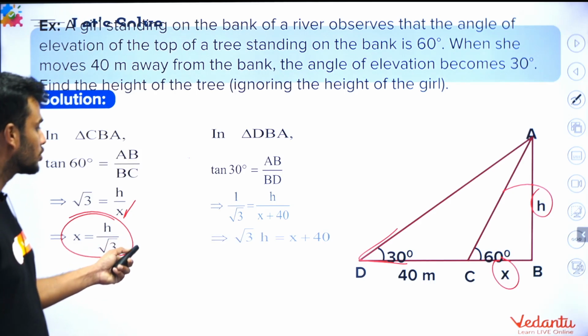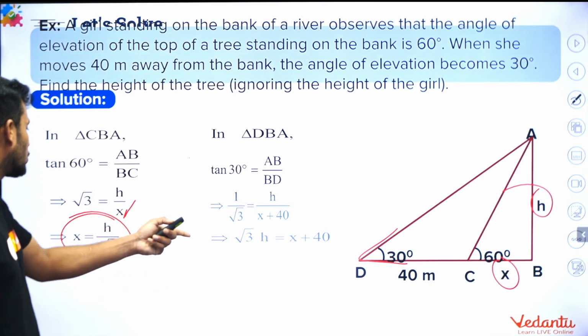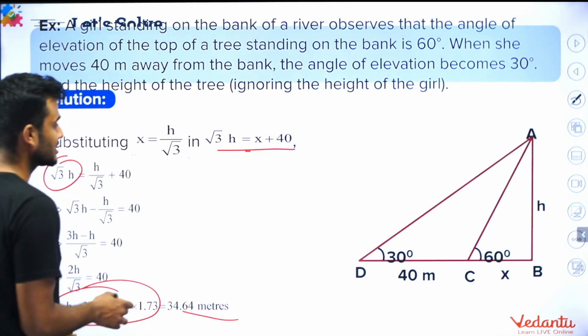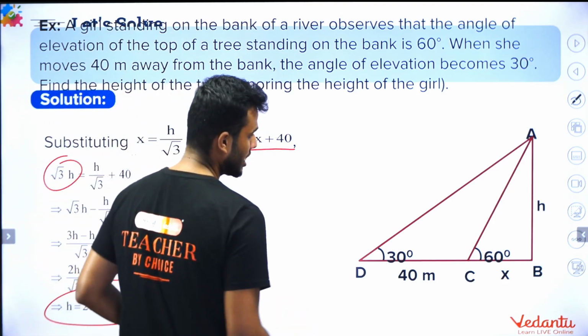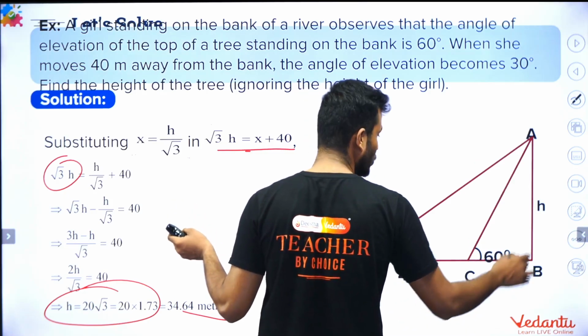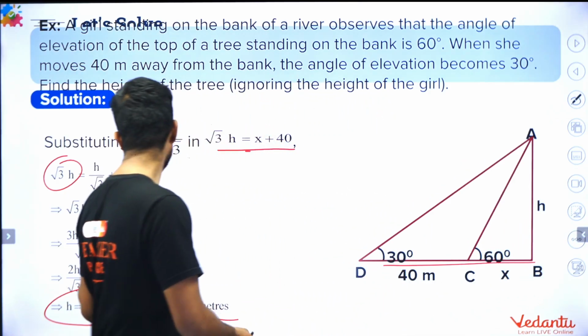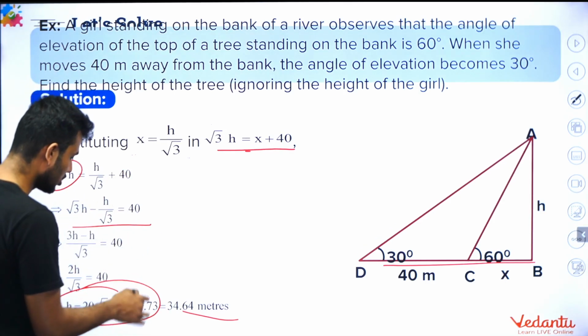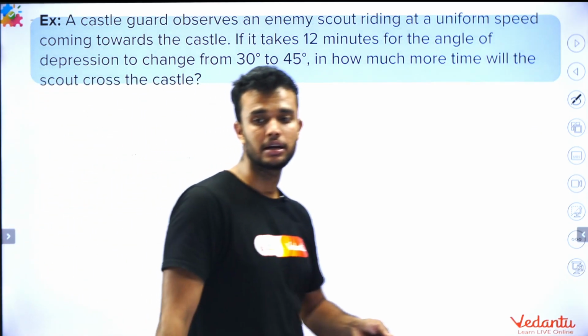We already know root 3h is equal to x plus 40. We also know from this that x is equal to h by root 3. The x value we know from using tan 30. Root 3h is equal to x plus 40, and h by root 3 is equal to the x value. Then if you solve now, you get the answer. That's very simple.